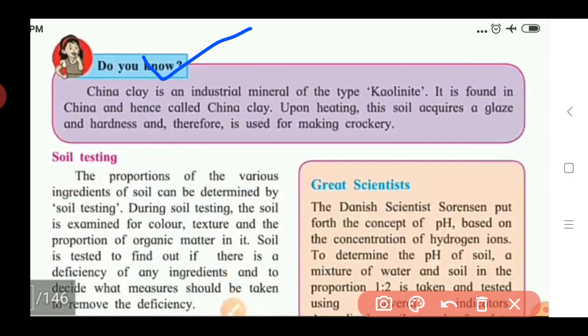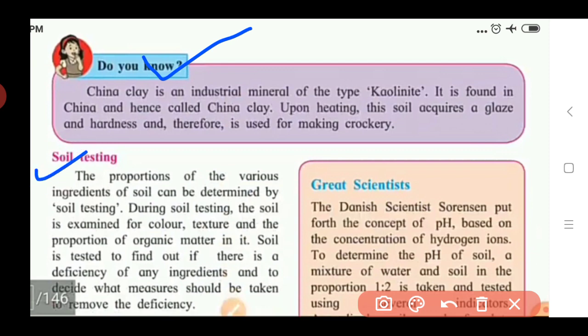Upon heating, the soil acquires a glaze and hardness, and due to this property it is used for making crockery. It is the information about the China clay. Okay, this is for your general knowledge. Then we see the next, soil testing.